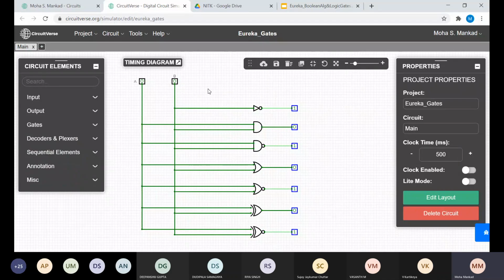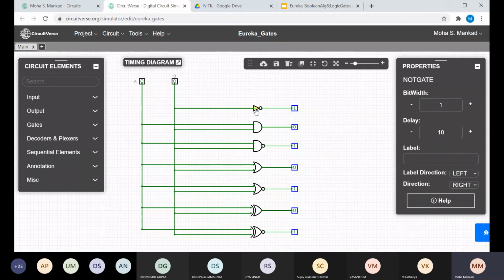Okay, so I've already made the circuit for speeding up. First up is the NOT gate. We saw the symbol. This is the symbol for the NOT gate. NOT is a unary operator, so it will only take one input. So it is connected with this. There are two inputs here, but NOT will only take one. You can see here the input is 0, so output is 1. If I switch the input to 1, output would be 0.